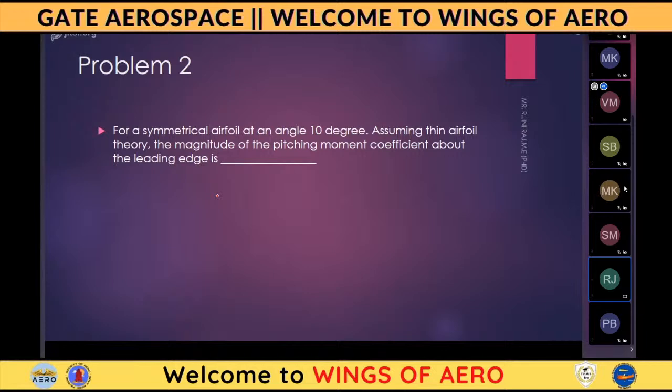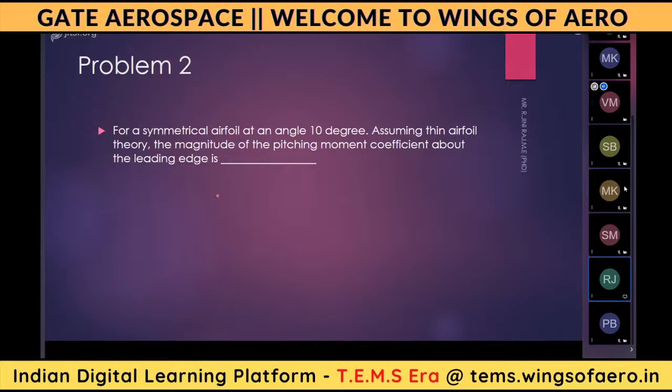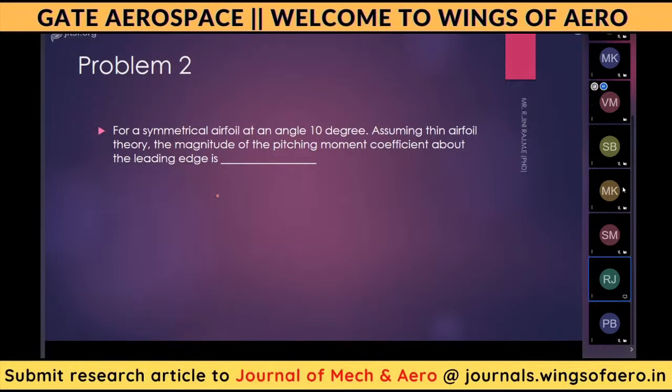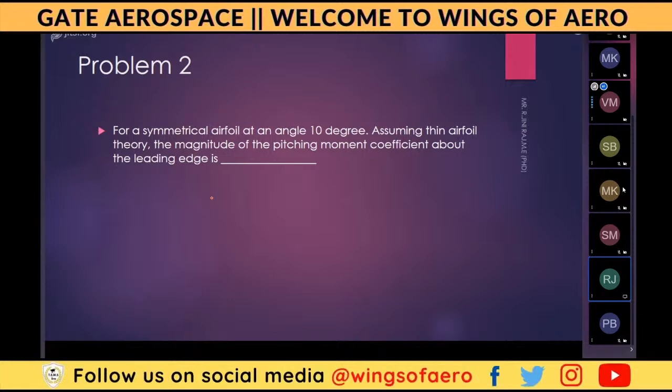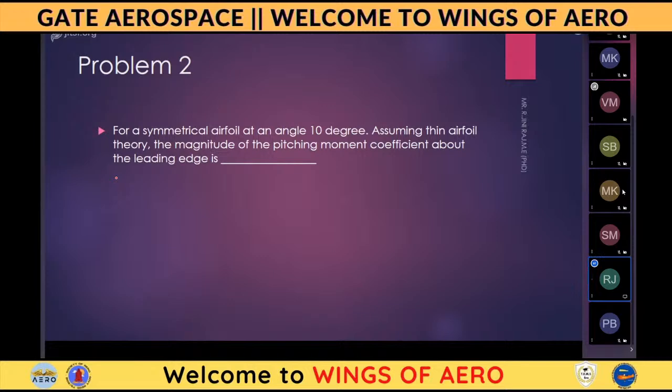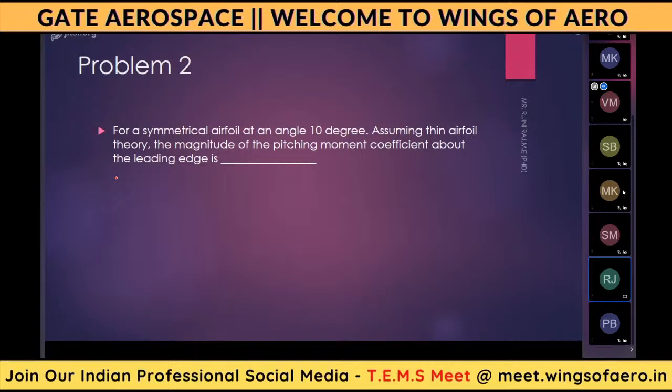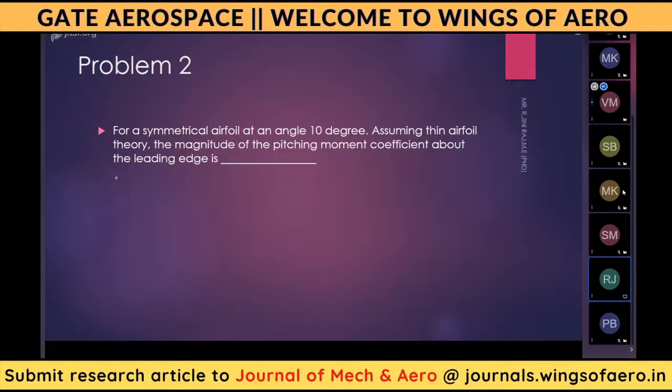Sir, is it minus 0.02739? No, check it once again. Sir, actually, CMLE is equal to minus pi alpha by 2. Yes, then that is the answer. Actually, 1 degree is equal to 0.01745 radians. After doing this conversion, I'm getting minus 0.02739.